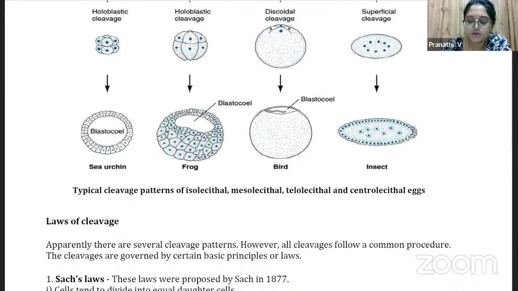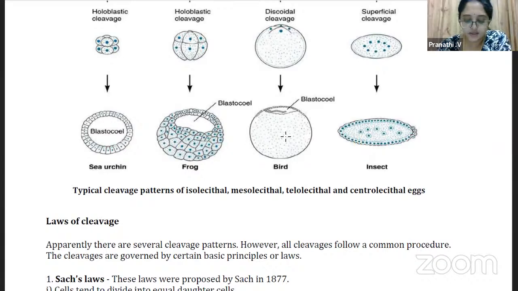So this is seen in fishes, reptiles, birds, and mammals. So you have formative cells that form the embryonic body, and the auxiliary cells that are concerned with the trophoblasts.